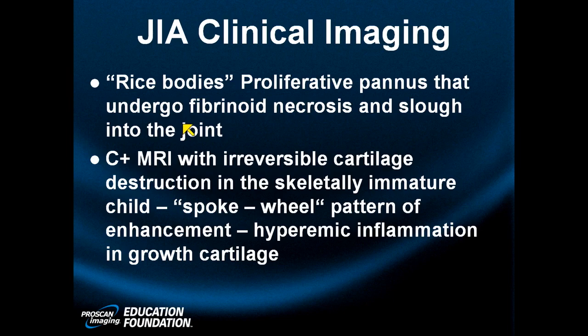Rice bodies. You're going to encounter these quite a bit in inflammatory arthritis. This is proliferative pannus that undergoes fibrinoid necrosis and sloughs into the joint.